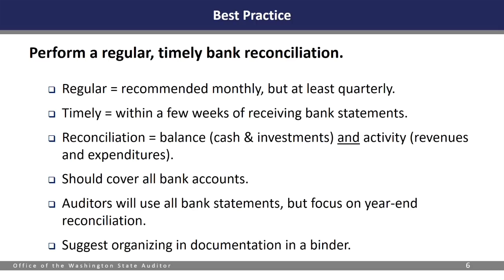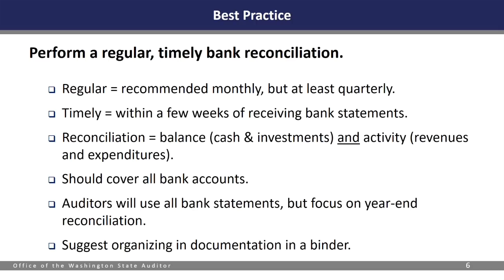Reconciliations should include both reconciliation of cash and investment balances at the end of the period, but also activities such as revenues and expenditures. This reconciliation of revenues and expenditures is often referred to as a proof of cash and is a best practice as it has a better chance at identifying specific transactions which have been made in error.